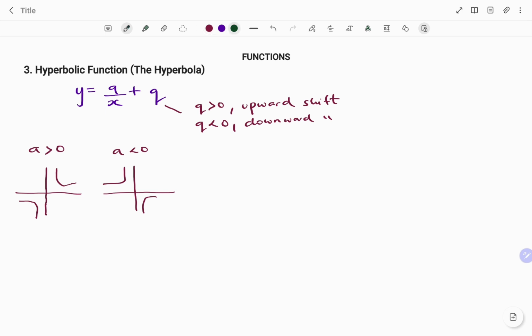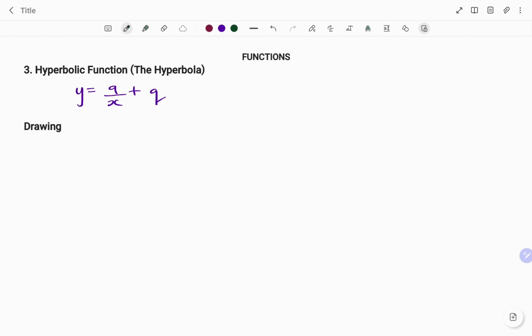For our hyperbolic function, we have two asymptotes. Let's start with the vertical asymptote. For the vertical asymptote, the value of x is 0. That's for grade 10. But for our horizontal asymptote, we have y equals q. What that means is we can have 0 as a denominator, and we can have a value of y equals q, because a over x cannot be 0.